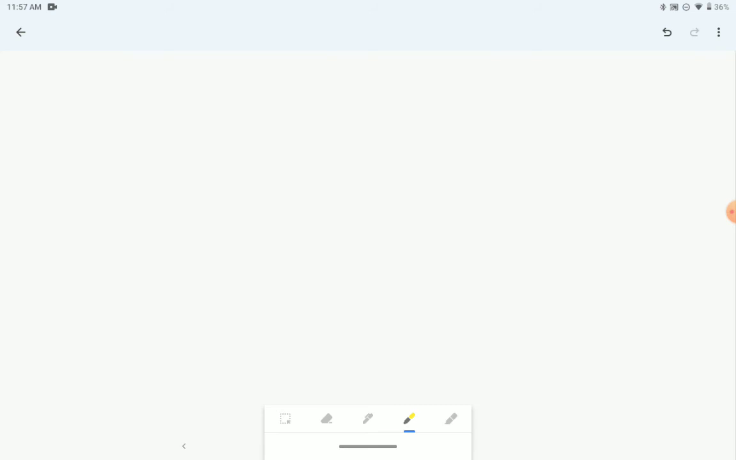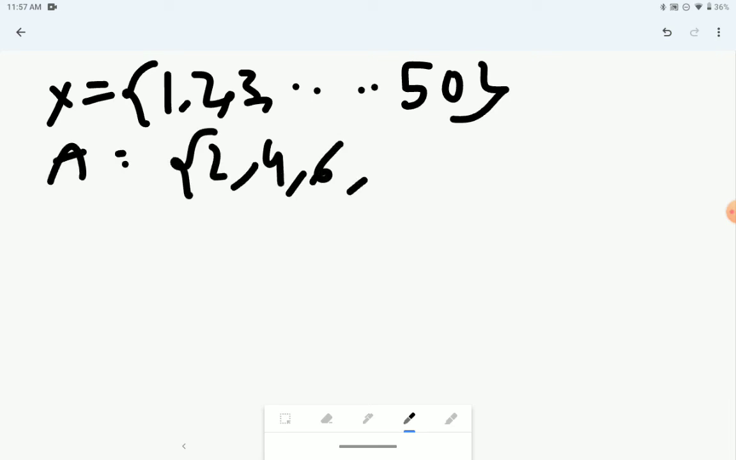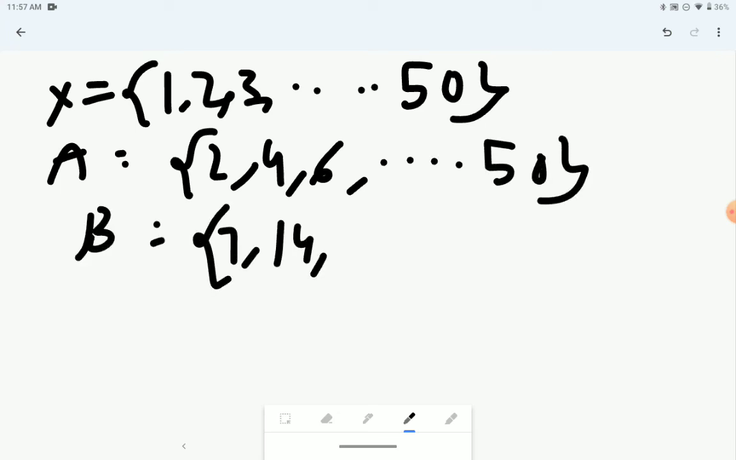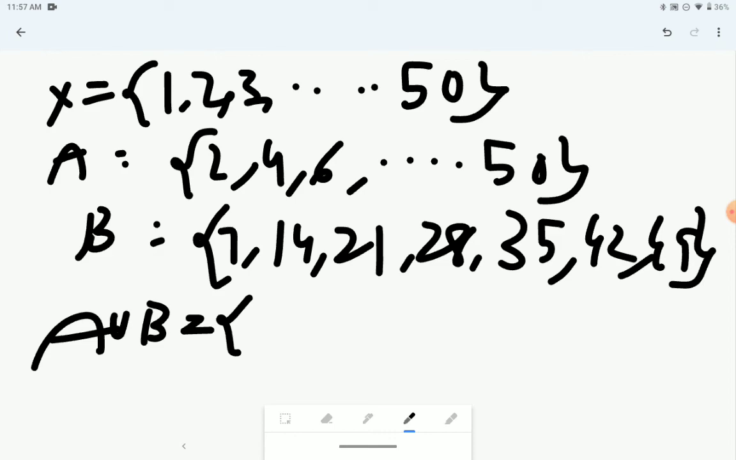Now let's solve the question. X is equal to 1, 2, 3, and so on to 50. A is equal to 2, 4, 6, and so on to 50. B is equal to 7, 14, 21, 28, 35, 42, 49. Now we should be finding A union B, which is the smallest subset of X containing both A and B. Sorry, we should be finding the number of elements, that is n of A union B.